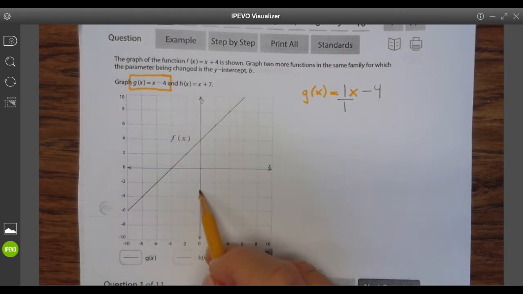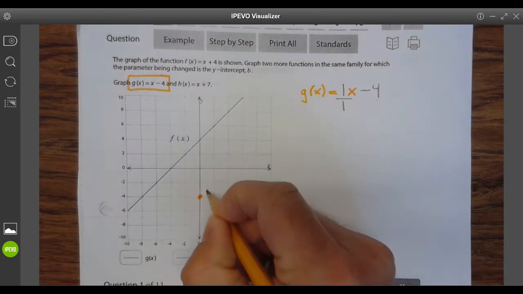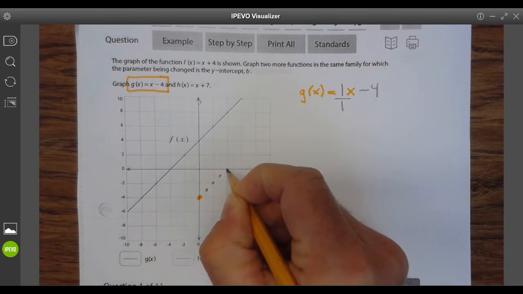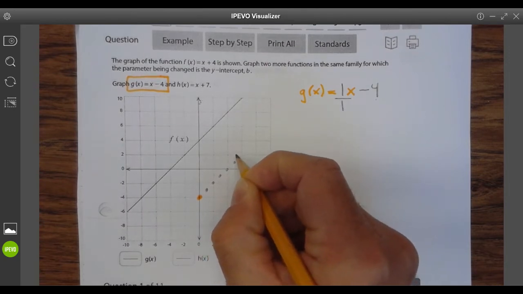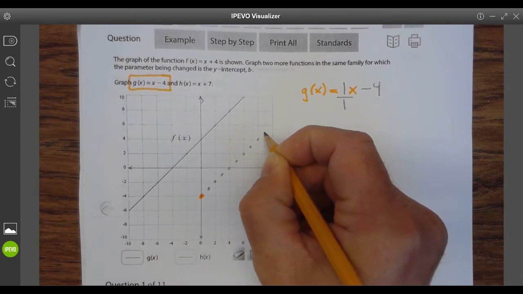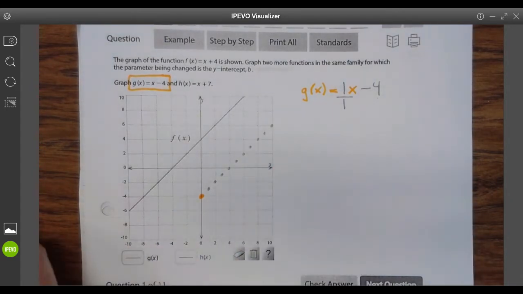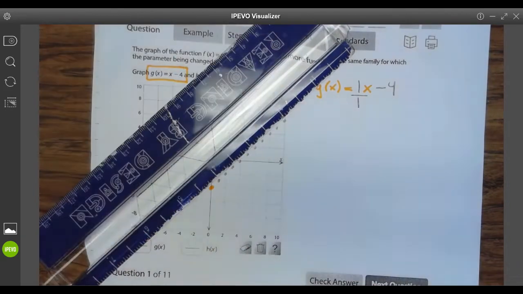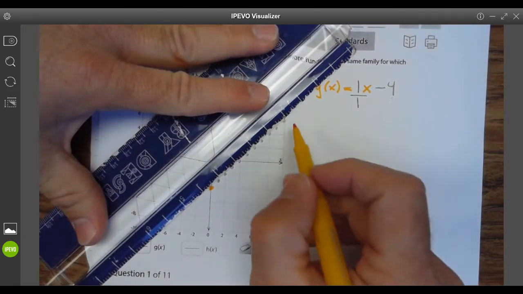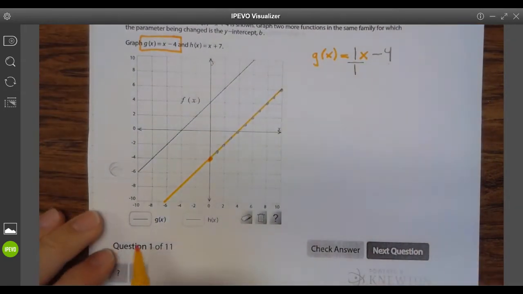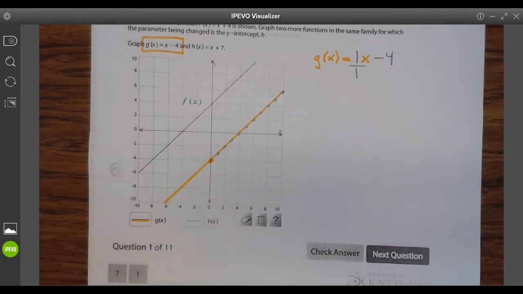So we go up 1 to the right 1, up 1 to the right 1, and continue that pattern across the graph. Okay, so that's g of x.